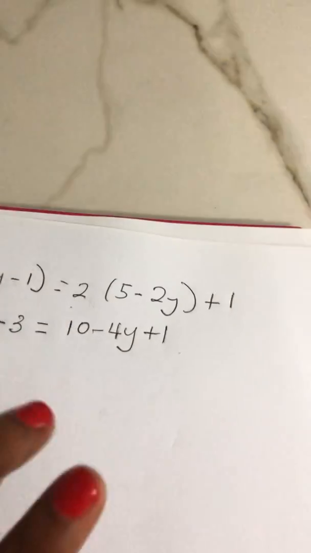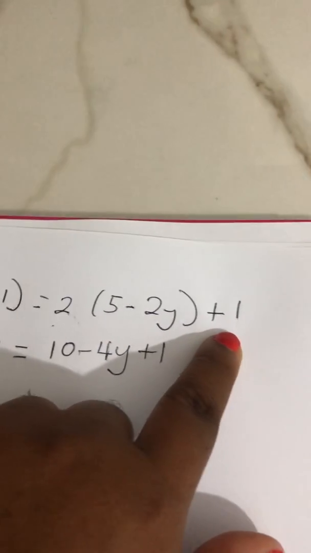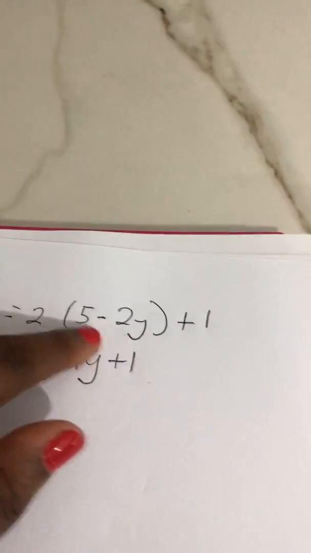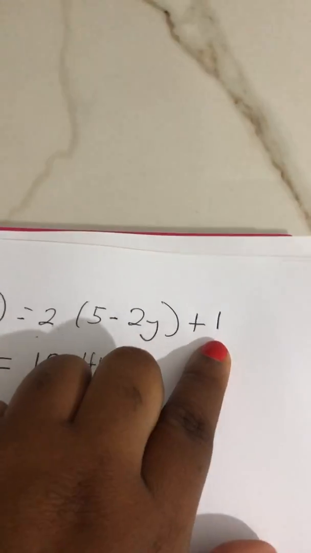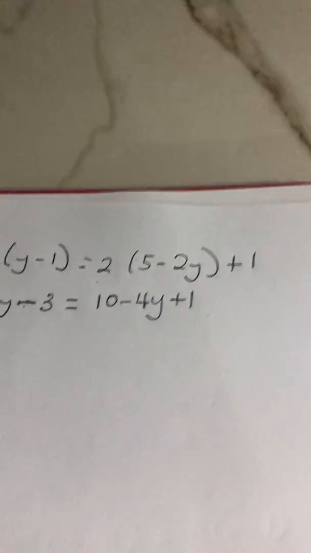Please, I'm saying it again. I know some of you don't use the 2 to multiply the 1. You only use the 2 to open the bracket. This one is not in the bracket, so don't use the 2 to multiply it. Right, so this is how we do it.